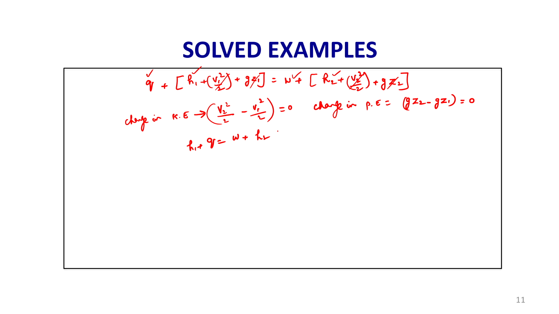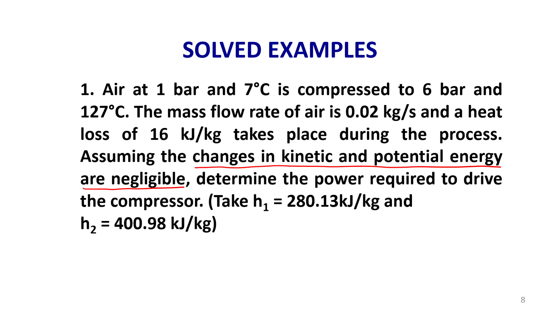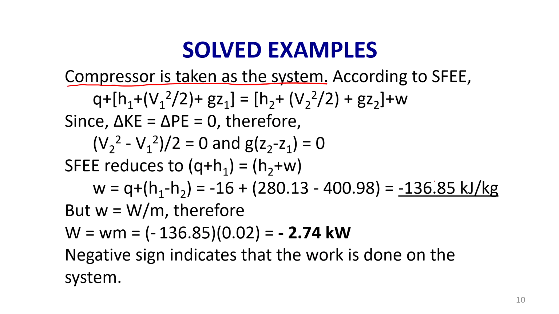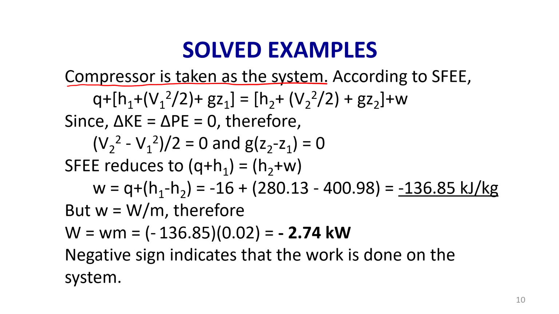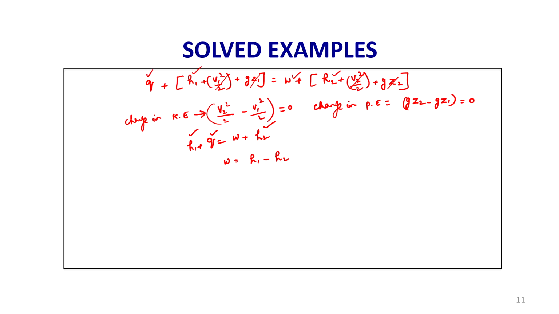Let us see what we have to find out from this one. Determine the power required to drive the compressor. So, we have to find out the value of W. Here H1 is given in the problem, H2 is given, Q is given. So, W is equal to H1 minus H2 plus Q.